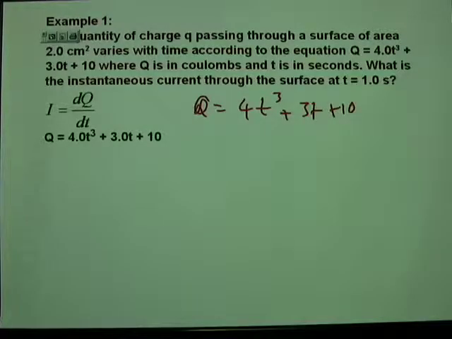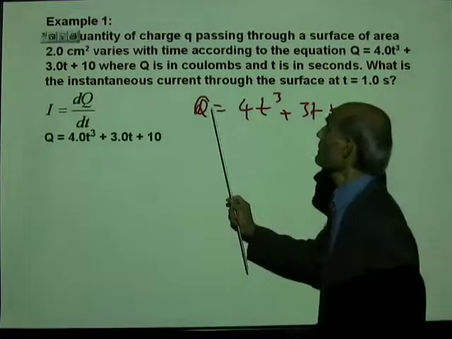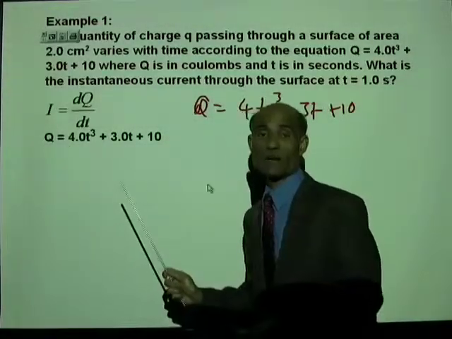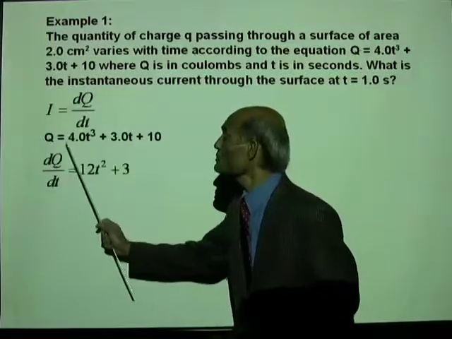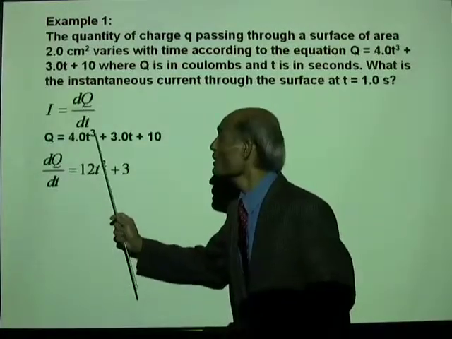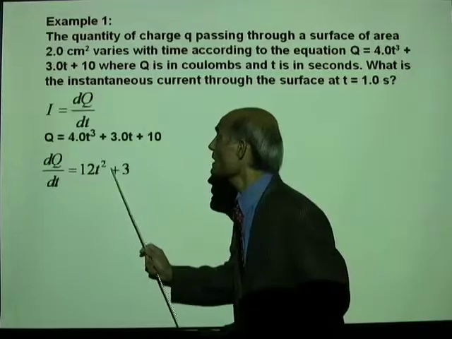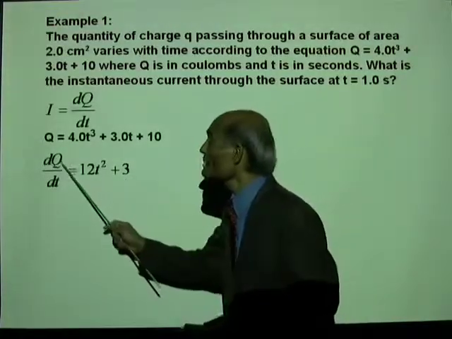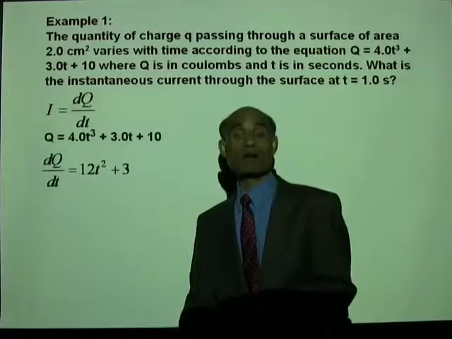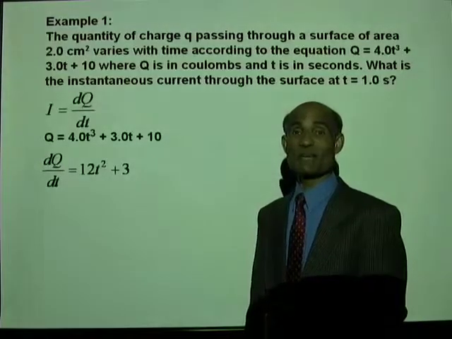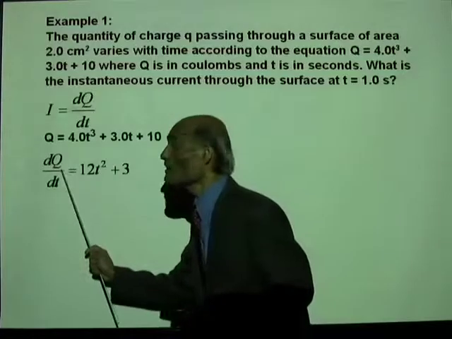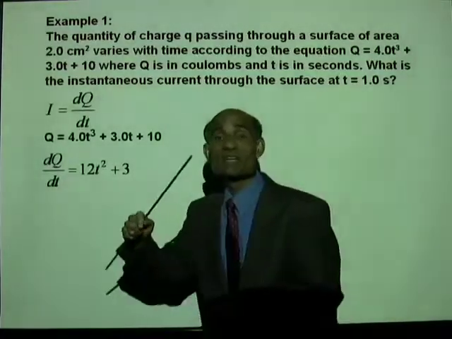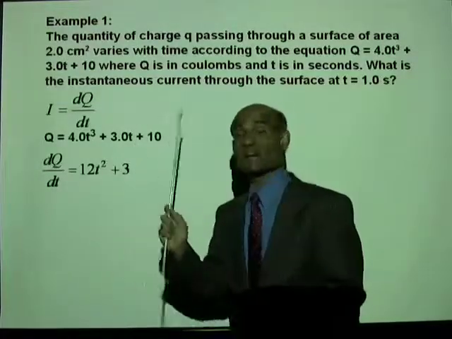Now, what is the derivative of this with respect to time? The derivative will be, oh, I have it already here. The derivative dq by dt is 12t squared plus 3. The derivative of 10 is 0. So dq by dt is 12t squared plus 3. Now, the value of this at t equal to 1 will be the instantaneous current at that time.